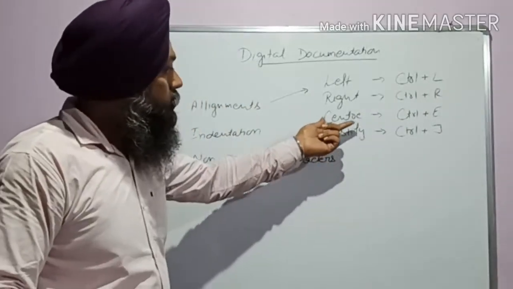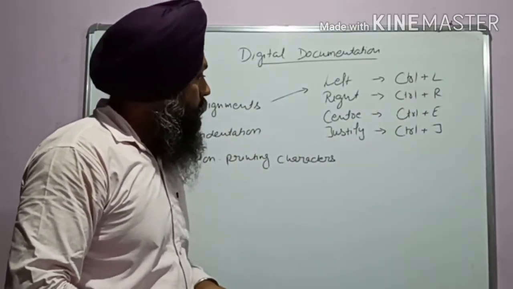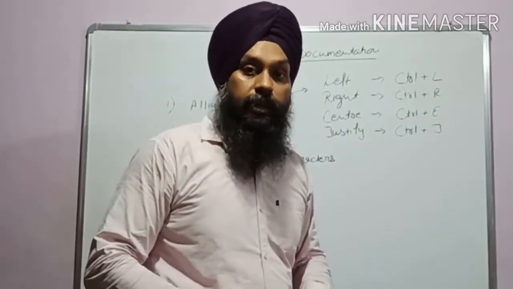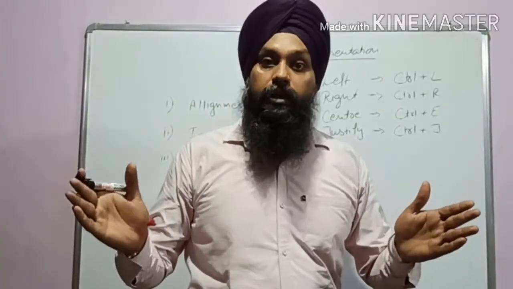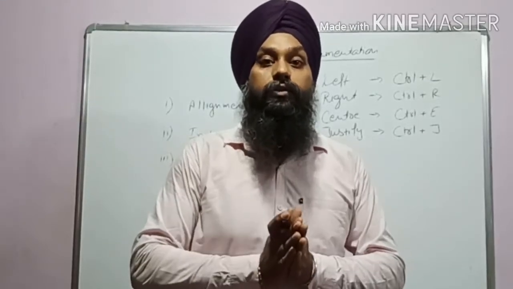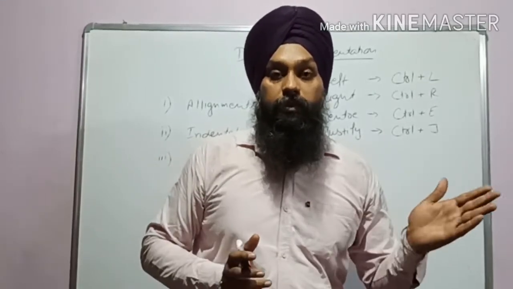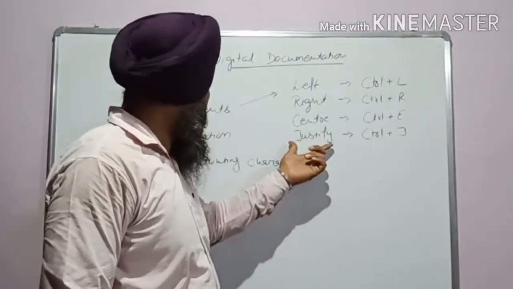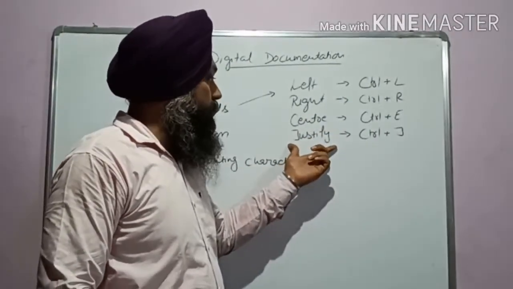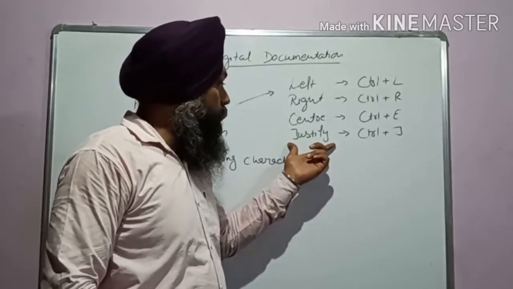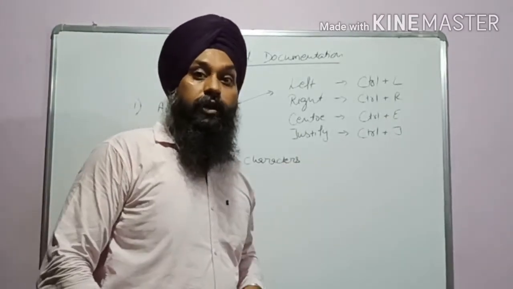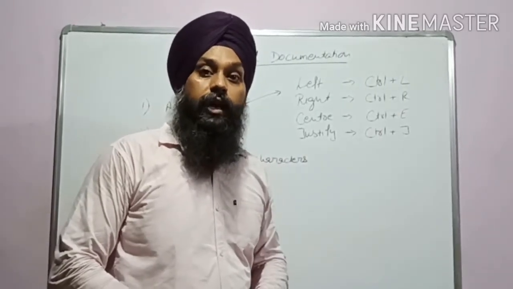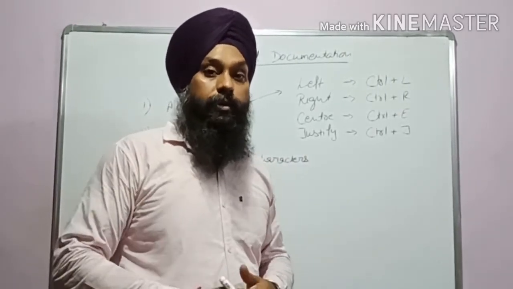Next we have the center alignment. With the help of the center alignment, we can place the text in between the left and the right alignment, meaning in the center of the page. For this we make use of the shortcut key Control E. The last alignment we have is the justify alignment. With the help of this alignment, we can place the text to the left side of the page and also to the right side of the page.